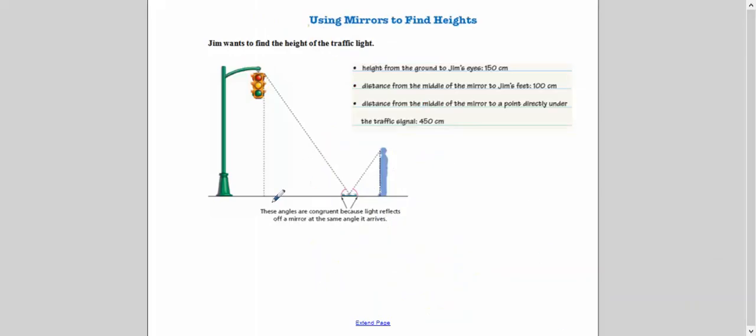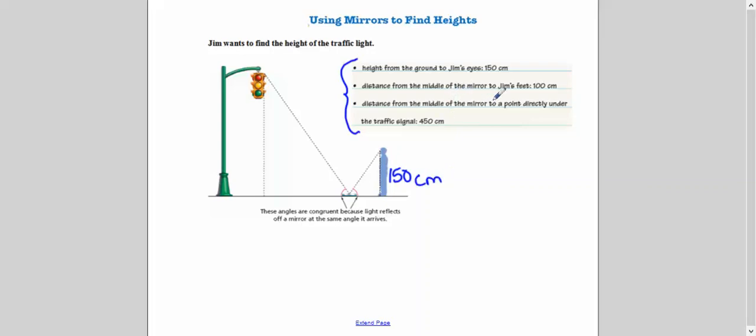So this one is a traffic light, and they've got a mirror set down here, but they're saying these are the two congruent angles. So let's do what we did before, and let's look at the information they give us, and let's put that down first. So the height from the ground to Jim's eyes is 150 centimeters.